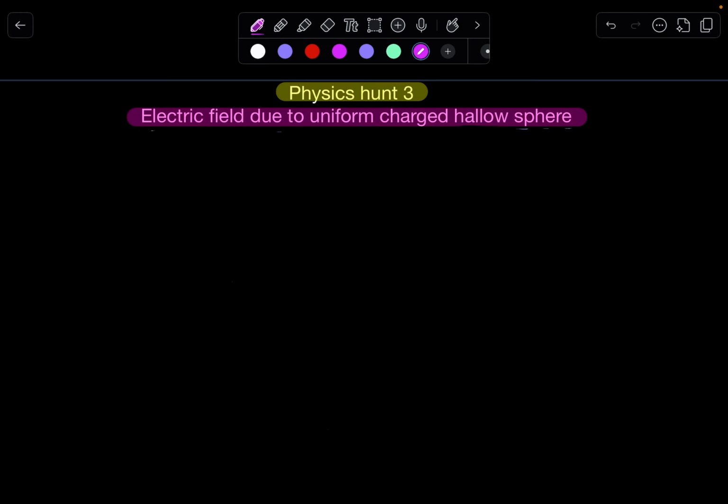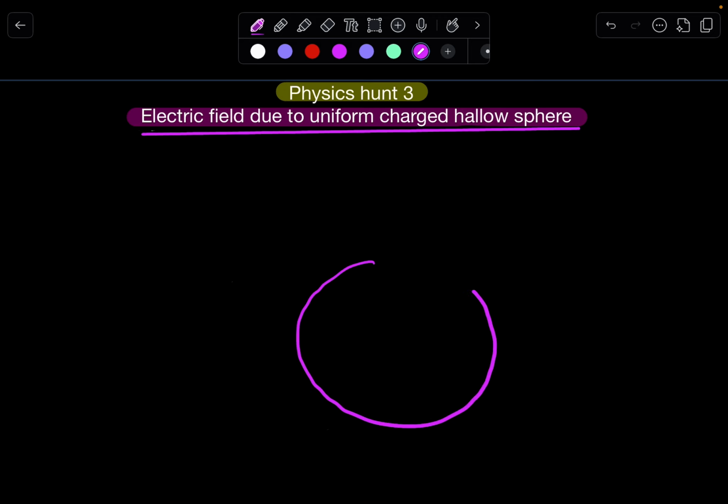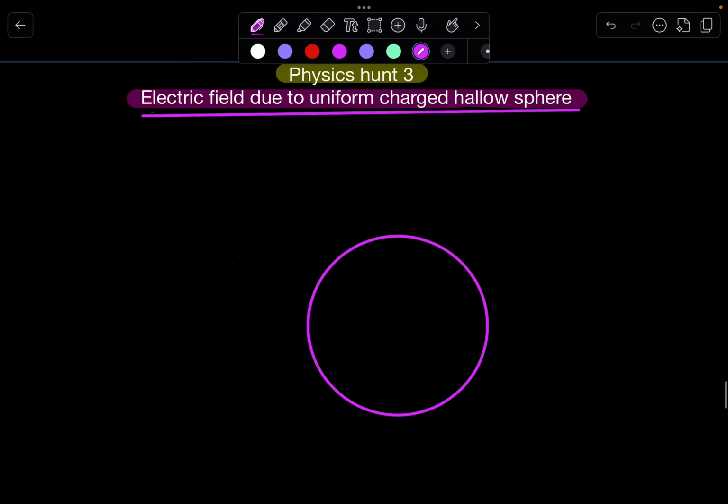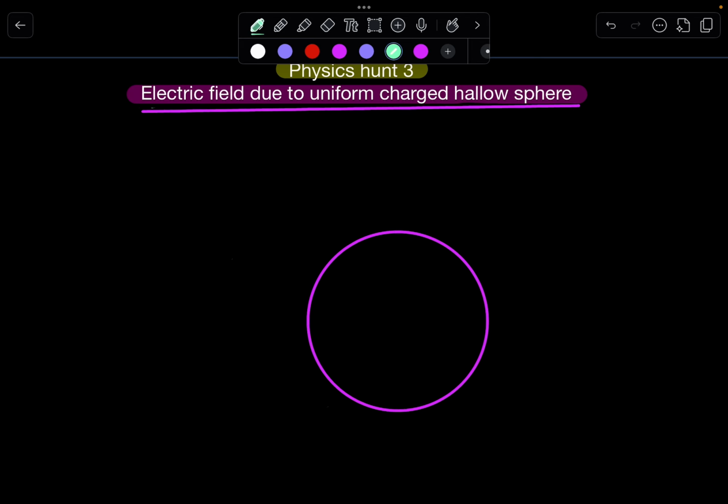In this video, I'm going to discuss the electric field due to a uniformly charged hollow sphere. First of all, I'm going to draw the diagram. Let's say this is the hollow sphere of radius capital R. So capital R is the radius of the hollow sphere.